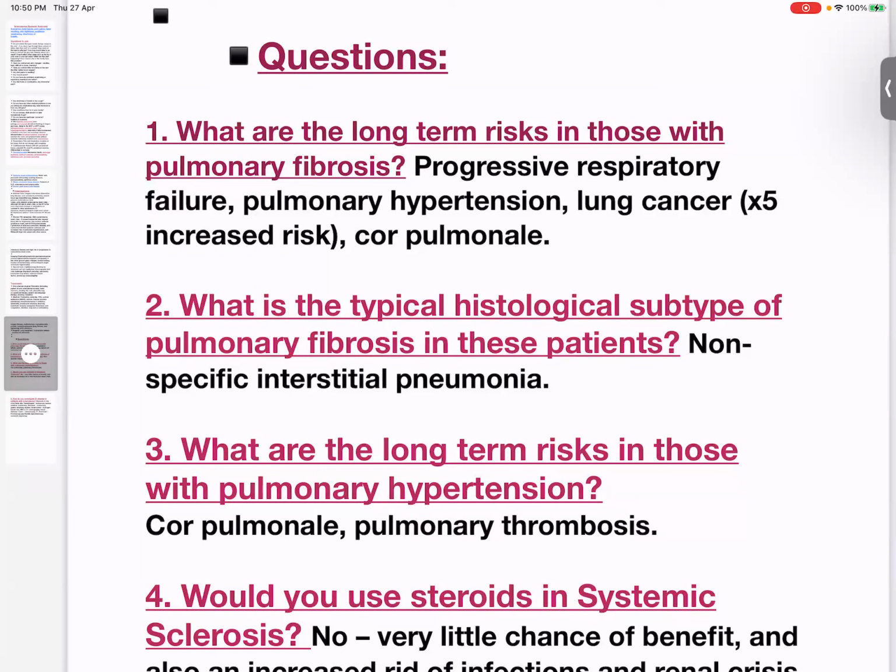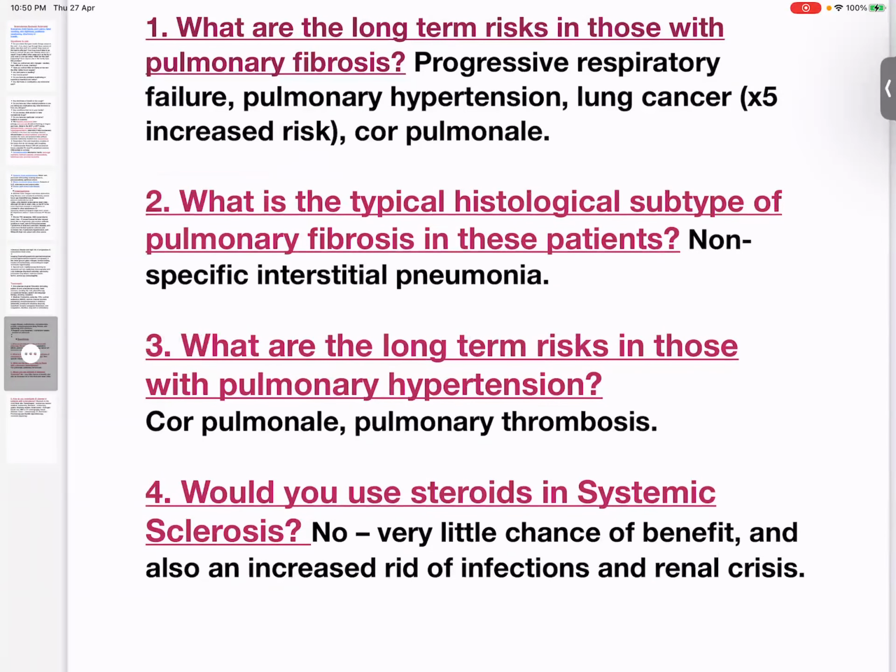What are the long-term risks of those with pulmonary fibrosis? Progressive respiratory failure, pulmonary hypertension, lung cancer with a 5-times increased risk, and cor pulmonale. What is the typical histological subtype of pulmonary fibrosis? Non-specific interstitial pneumonia. What are the long-term risks of those with pulmonary hypertension? Cor pulmonale, pulmonary thrombosis, and right-sided heart failure.